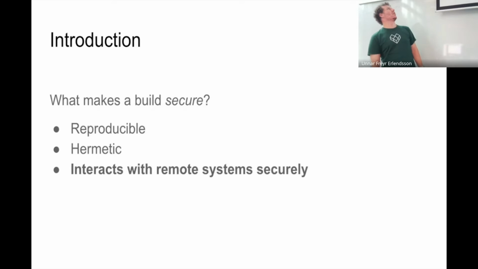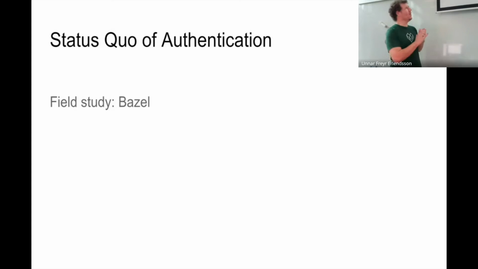I think we already talked a bit about reproducibility and hermeticity in the other talks so far, and we might do so in the remaining talks. I'm not sure. But yes, we talk about reproducibility and hermeticity all the time. Let's look a bit at the status quo of authentication. I'm going to use Bazel as an example here because it turns out that's what I know best, if you look at my chart.